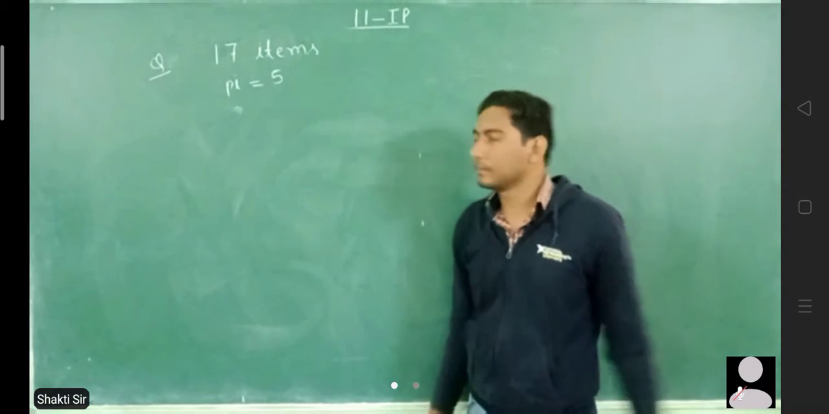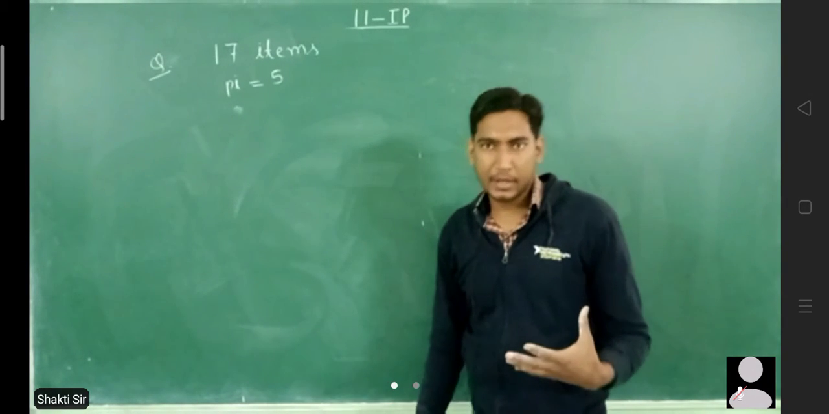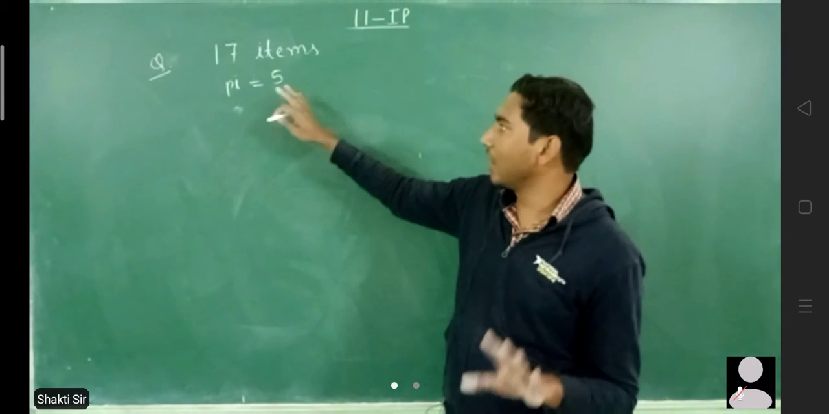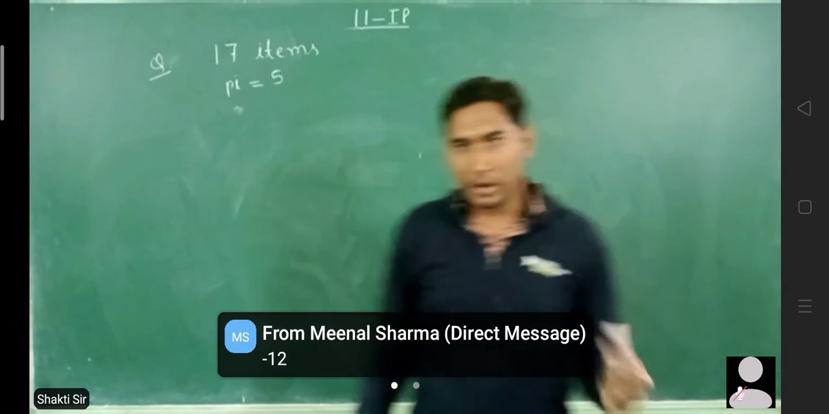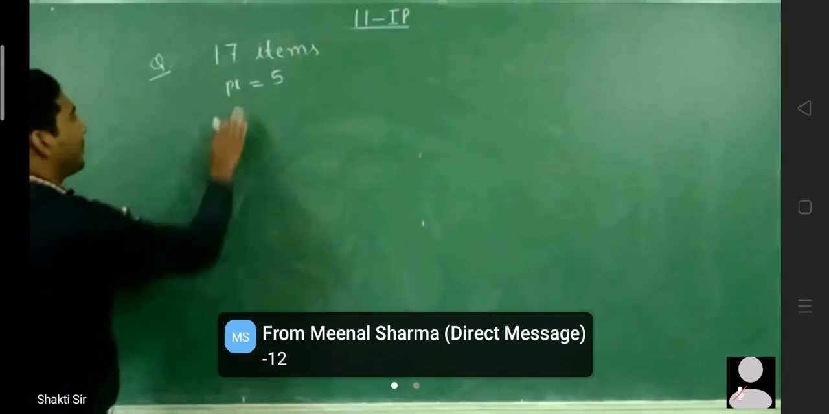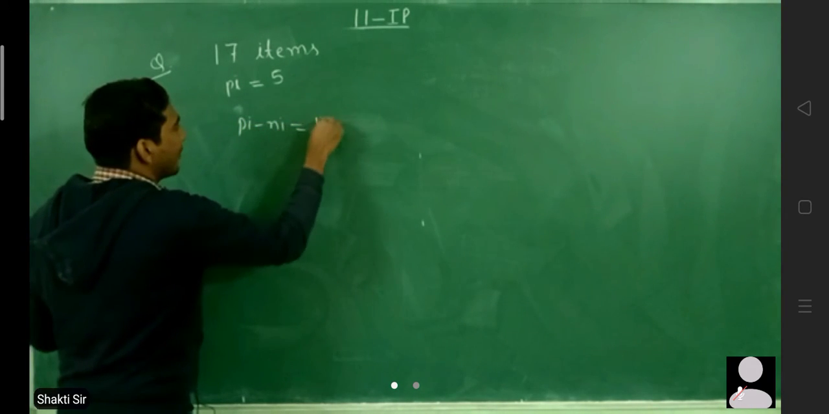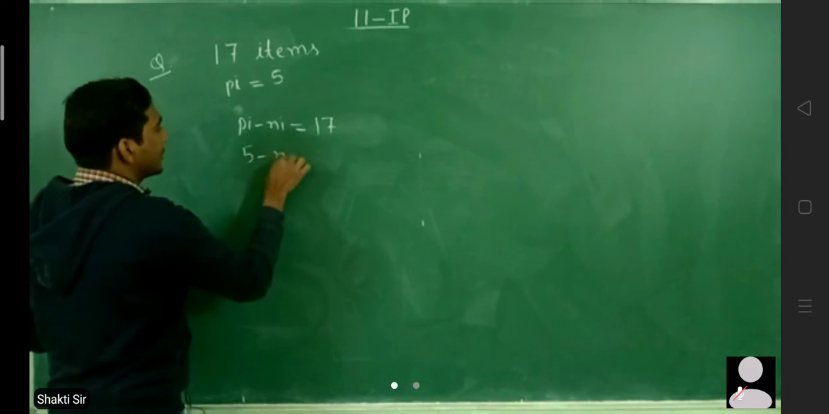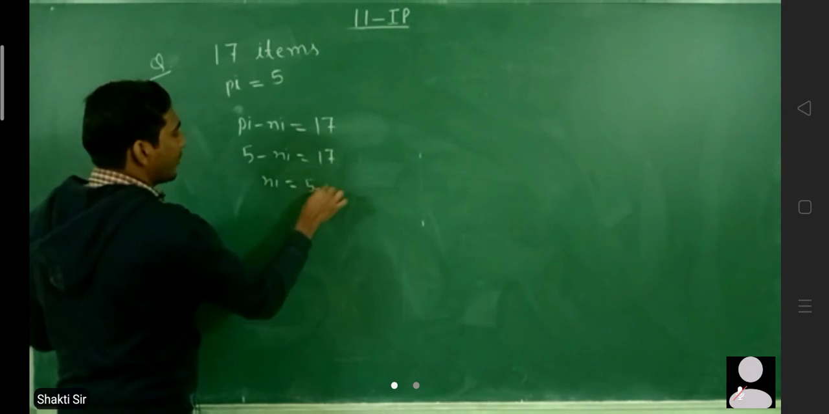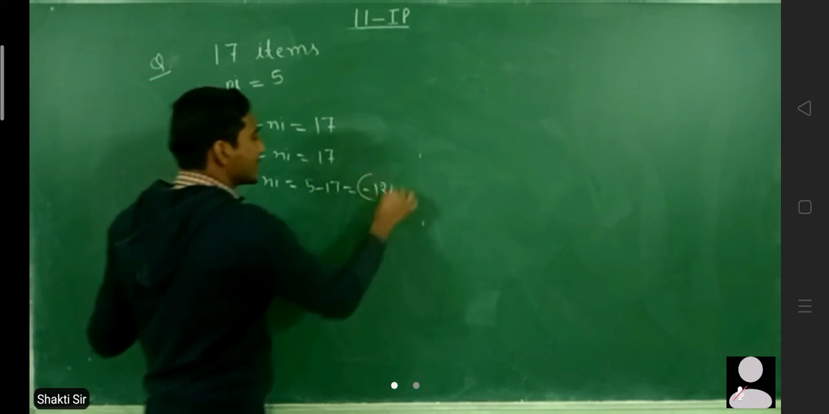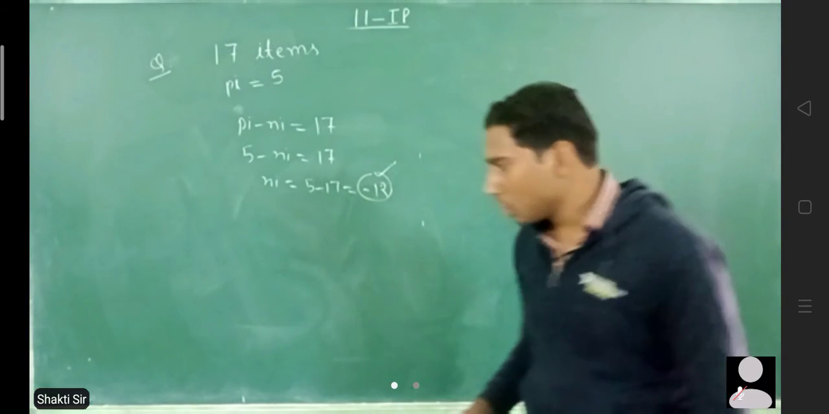Solve it quickly. Basically pi is given and you have to find the ni. Some item has positive index 5, the list has a total of 17 items. Okay, so the answer is -12. Let us see, apply this formula. So pi minus ni is equal to n, which is 17. Let us see, 5 minus ni is equal to 17. So ni is basically equal to 5 minus 17, which is equal to -12. Yes, so -12 is the correct answer.